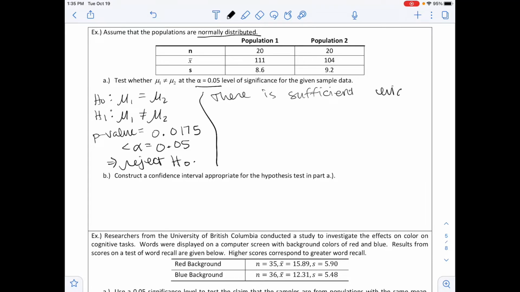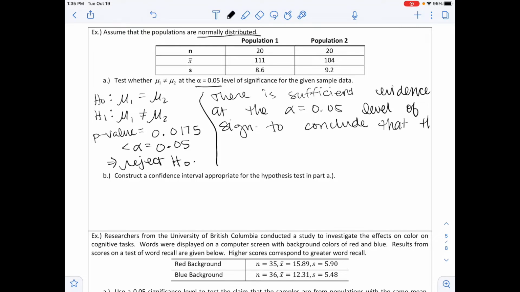evidence at the alpha equals 0.05 level of significance to conclude that the population means mu1 and mu2 are not equal or are different.